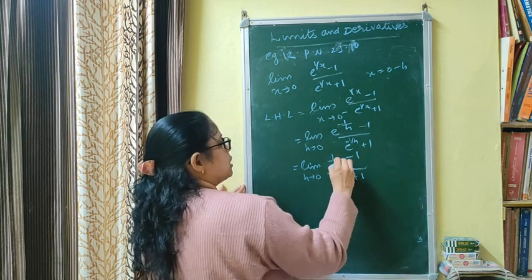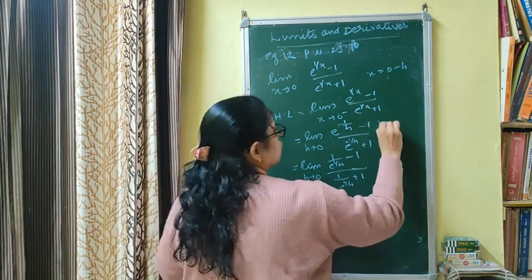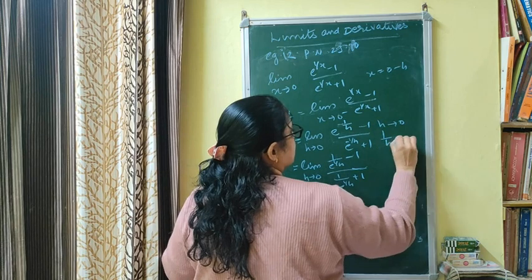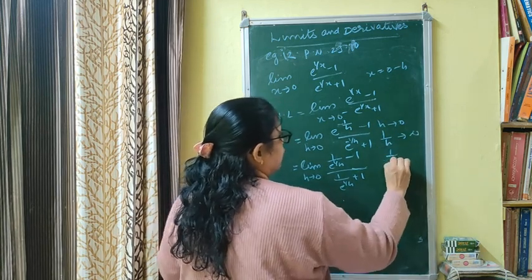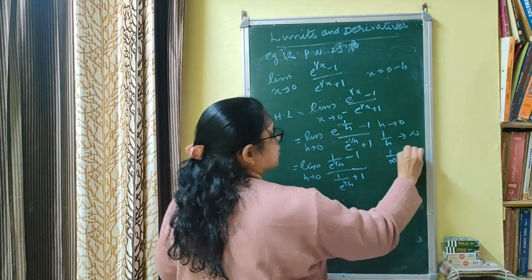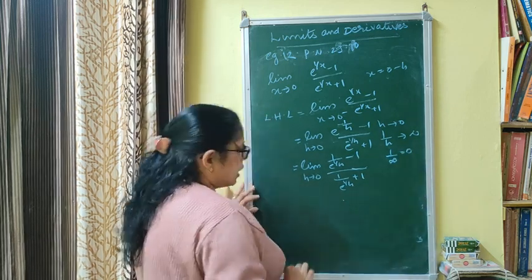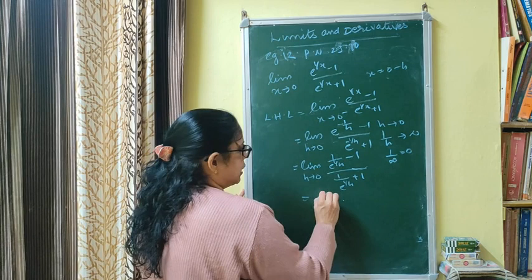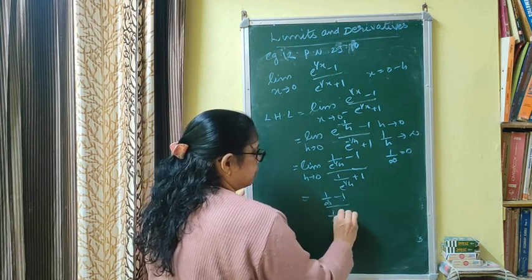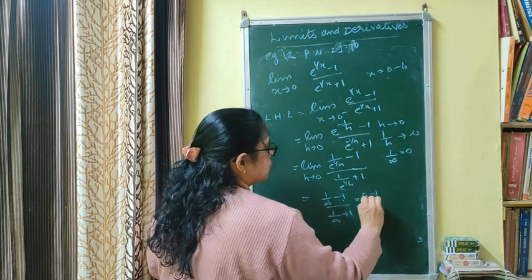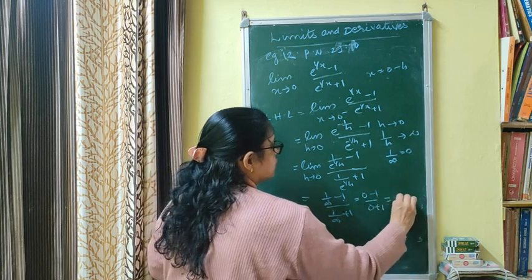h tends to 0 means 1 by h tends to infinity. What does that mean? 1 by 0 is infinity, so 1 by infinity is again 0. That means if you put the value, you will get 1 by infinity minus 1 upon 1 by infinity plus 1, that is 0 minus 1 upon 0 plus 1, that is minus 1.